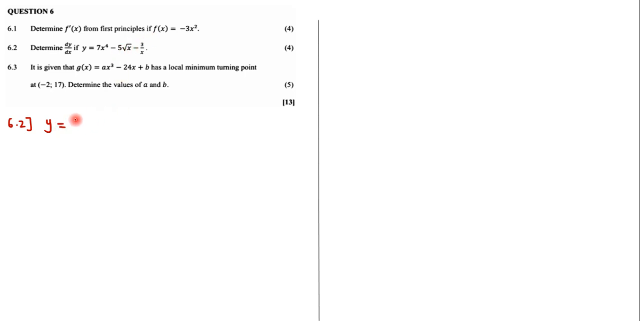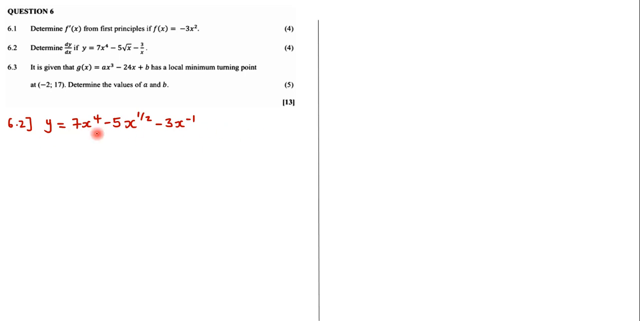Currently, we have 7x to the power 4, so that is okay. But then here we have 5 root x, and we cannot have root x in a power rule. So what we need to do is change that square root x and write it as x to the power 1 over 2. This now looks like an exponent, because the coefficient is minus 5, the base is x, and the power is 1 over 2. Now what about 3 over x? It can be written as 3x to the power of minus 1. Remember, whenever you take the x from the denominator up, its power becomes negative.